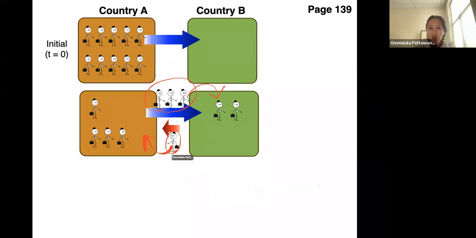So that's fine, right? At the beginning, since you have high population, there will be more people moving into B. And at the same time, some people that already moved into B might not like it, so they are going to move back as well.